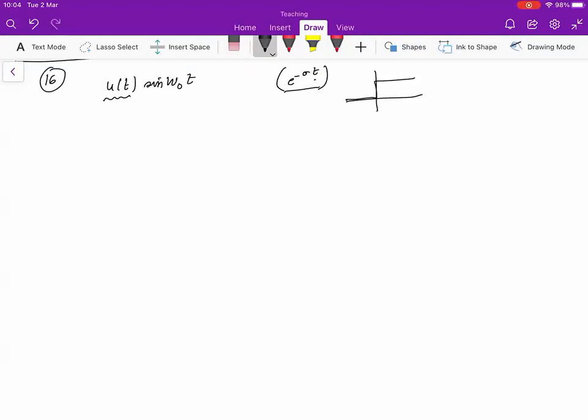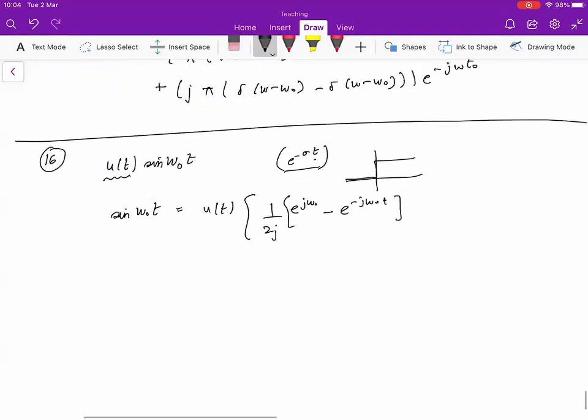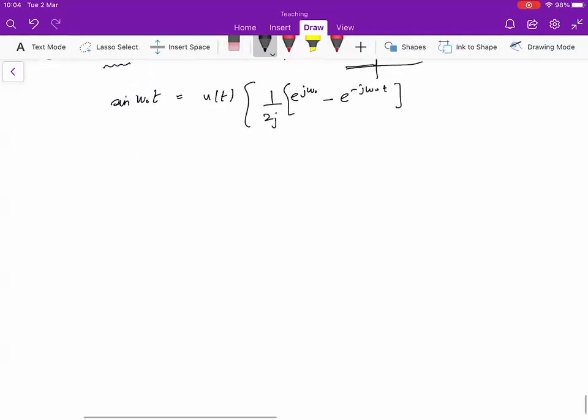Okay, so to go to this, we basically use the Euler formula to write sine omega naught t as u(t), and then the inside part is 1 over 2j, and then e to the j omega naught t minus e to the minus j omega naught t. So that's just rewriting sine t in this way.